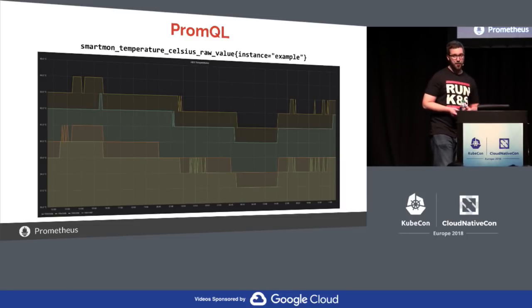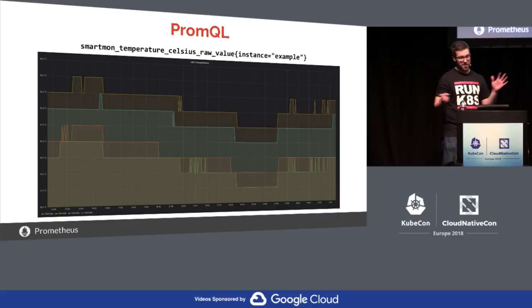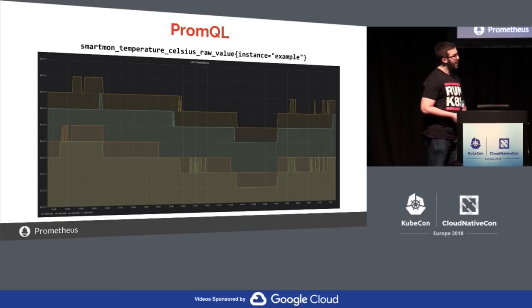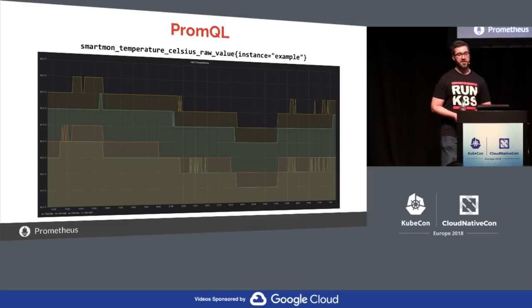This is a super basic example of PromQL. I just say, Prometheus, give me the value of this time series from this instance over the course of, let's say, a 24-hour period. And this shows the hard drive temperatures on some of the machines at my house.